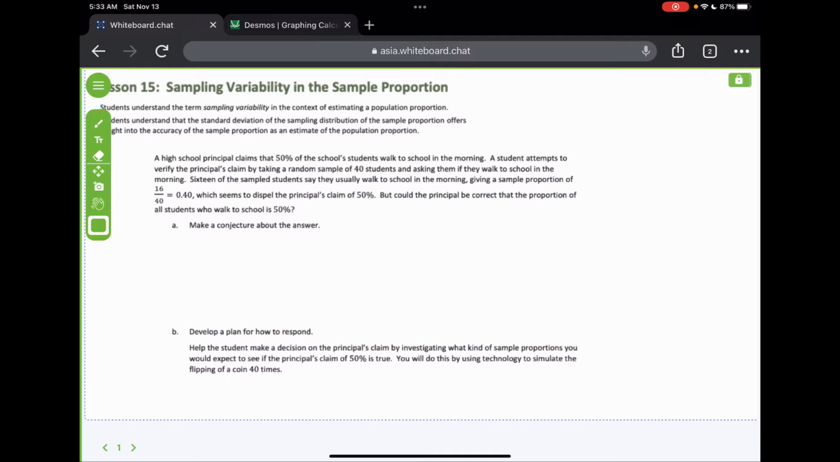It says a high school principal claims that 50% of the school students walk to school in the morning. A student attempts to verify the principal's claim by taking a random sample of 40 students and asking them if they walk to school in the morning. 16 of the sample students say they usually walk to school in the morning, giving a sample proportion of 16 out of 40, which is exactly 40%. Which seems to dispel the principal's claim, right? He said it was 50%, but this only came out to be 40%.